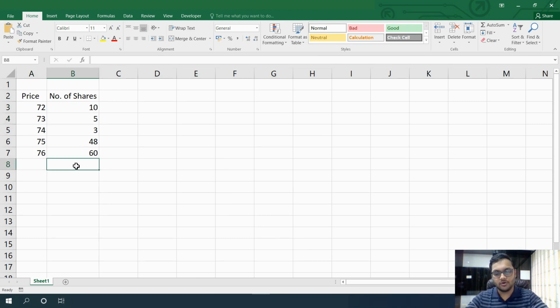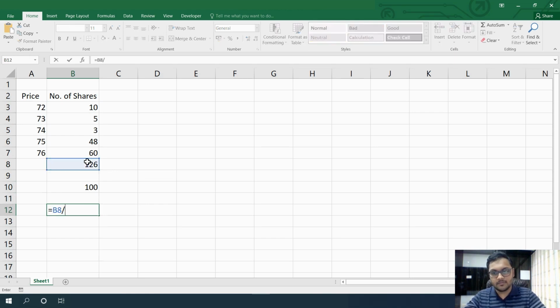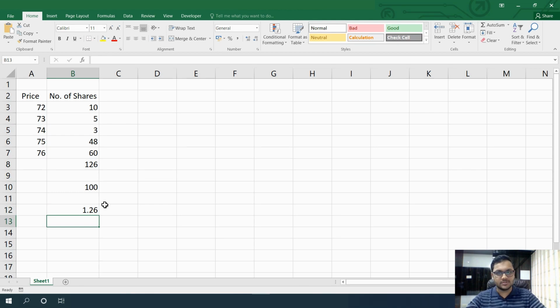Okay, so if you total this, it comes out to be 126 shares. The total number of shares for which people have bid is 126 shares, but we said that the company is only offering 100 shares. So in this case, if you divide this number, you get 1.26. So in this case, we say that the IPO was oversubscribed by 1.26 times. Okay, now let's assume you are the company and you are selling your shares. Would you be interested in selling your shares at a lower price or a higher price?